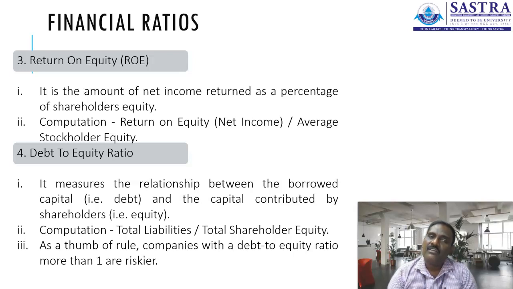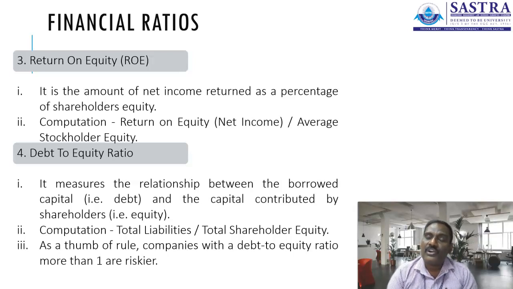Whatever long term or fixed interest bearing securities are issued by the company are compared with the equity shareholders' contribution, and we call it the debt equity ratio. As a rule of thumb, companies with a debt equity ratio of more than 1 are considered riskier, because the external fund is more. Take an example. The equity shareholders' fund is 10 lakh, and borrowed capital from the market is about 20 lakhs. Hence, your debt equity ratio is 2, which is considered too risky.